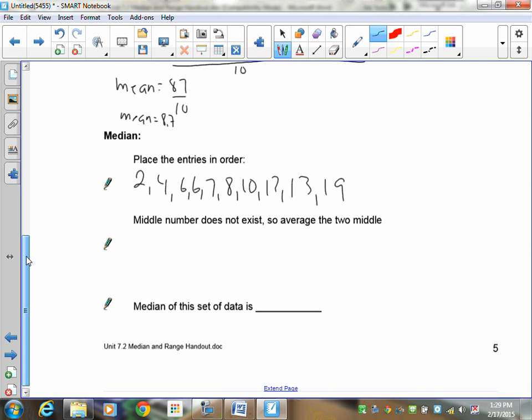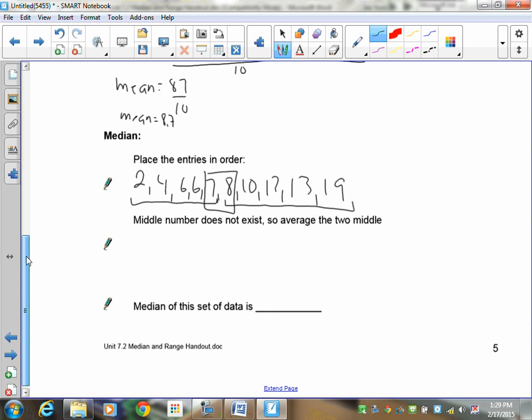Is there a middle number? Well, if you take a look, there's 10 numbers. It's an even, which means it's 5 and 5, so we have a problem. So I've got 1, 2, 3, 4, 5. There's the first 5 numbers. And 1, 2, 3, 4, 5. There's the second 5 numbers. So I need to find the average of the 2 middle ones, and that is this set right there, so 7 and 8.